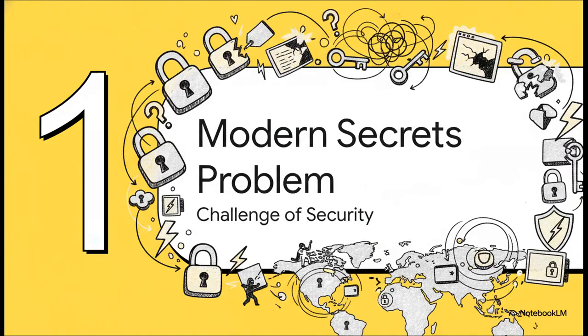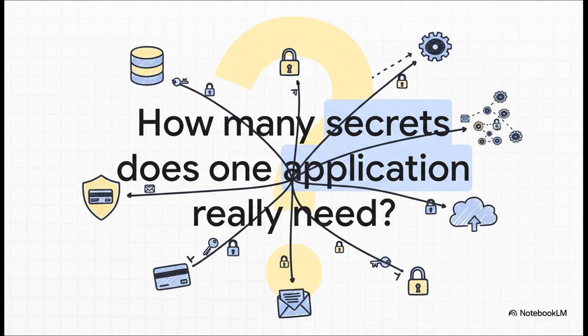Let's do it. So to really get why a tool like OpenBao even exists, we've got to wrap our heads around the sheer scale of the problem we're all up against in digital security today. Just think about it for a sec. A single app has got to talk to a database, maybe a payment API, some cloud storage, and who knows how many other internal services. Every single one of those connections needs a credential, a secret. Now multiply that by all the apps your company runs. Yeah, that number gets huge fast.